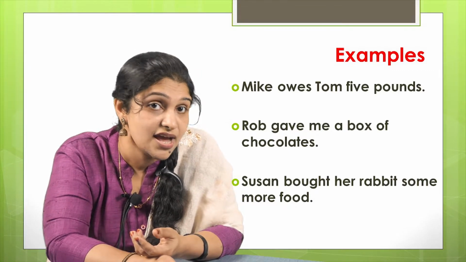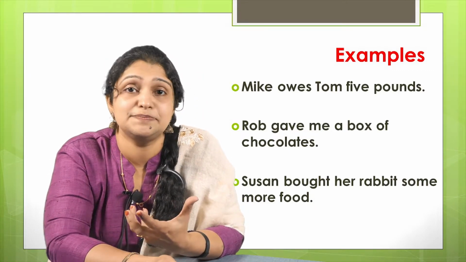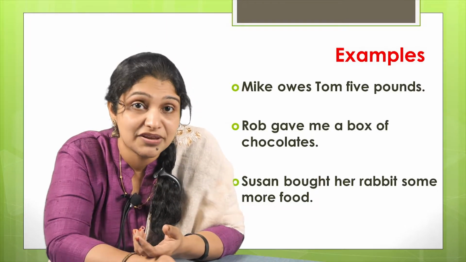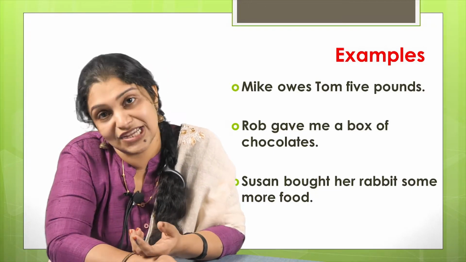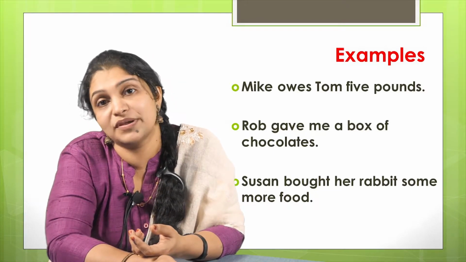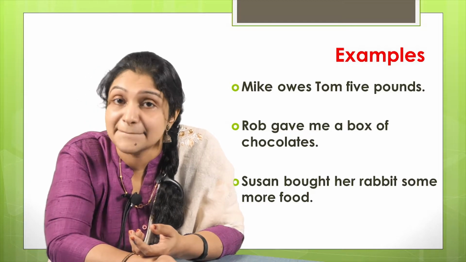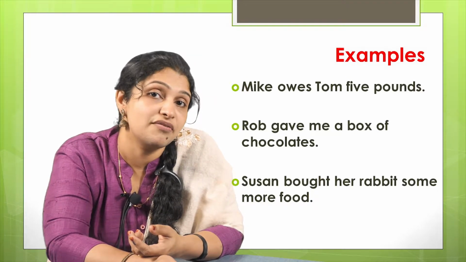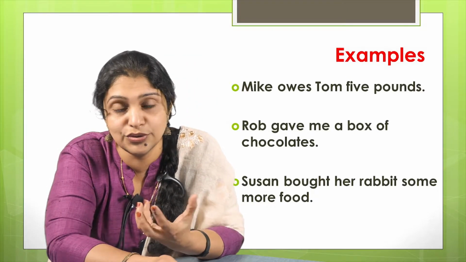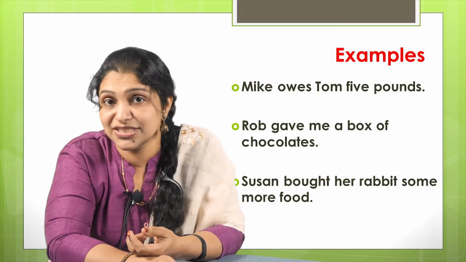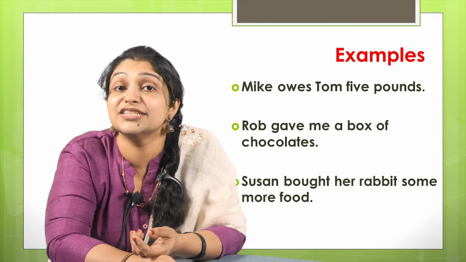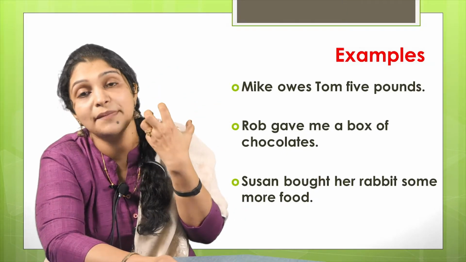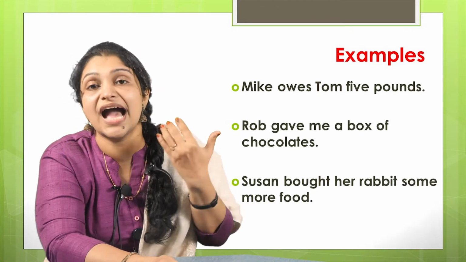Rob gave me a box of chocolates. Rob is the subject, gave is the verb, and a box of chocolates is the direct object, because what did Rob give me? A box of chocolates. That's the direct object. And to whom did Rob give the chocolates? To me. And me is the indirect object. Now, second sentence. Susan bought her rabbit some more food. Food, of course, is the direct object. And for whom did Susan buy this more food? For her rabbit. So rabbit is the indirect object.